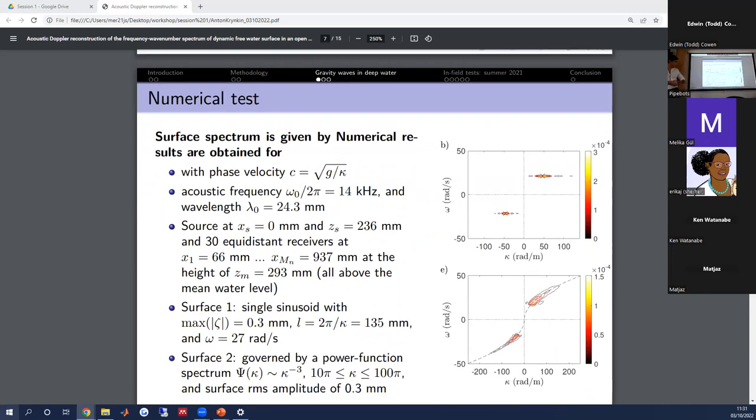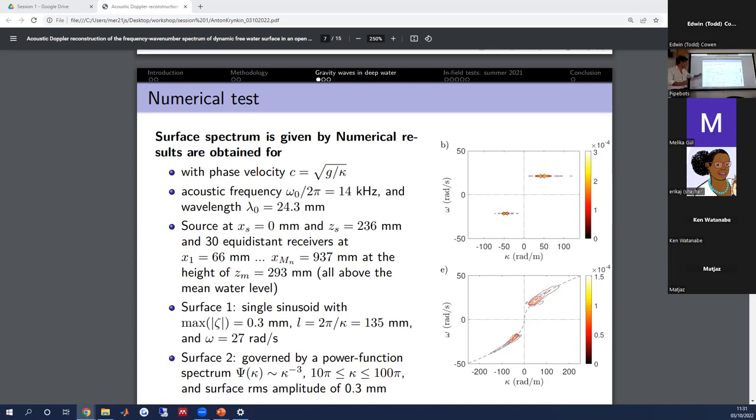So the first thing we did, actually, we looked at numerical results obtained through simulation. Let's assume there are some pattern waves, which are harmonic, traveling away from us and back to us. So we put a source here and a set of receivers here, and the sound bounces from these waves. And basically, we used what we just presented on the last few slides to reconstruct the wave number spectrum of the surface waves.